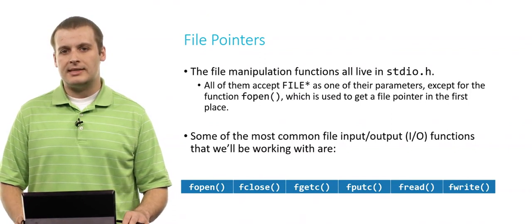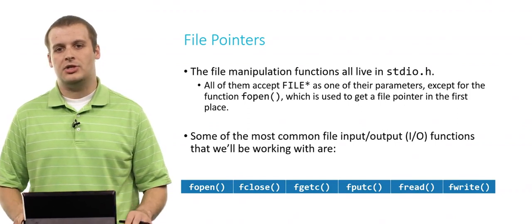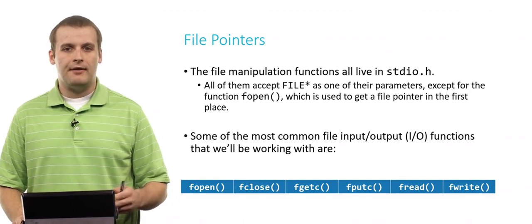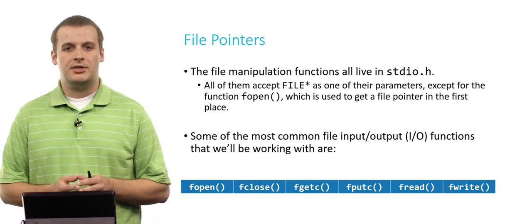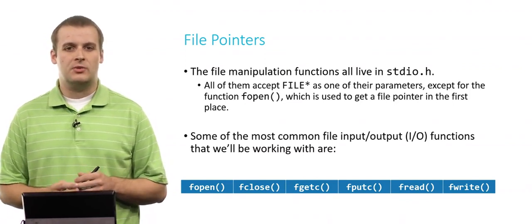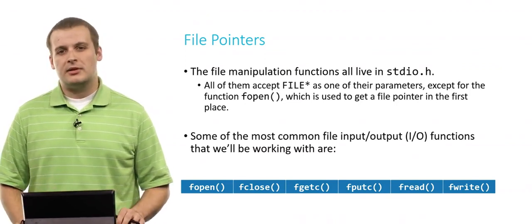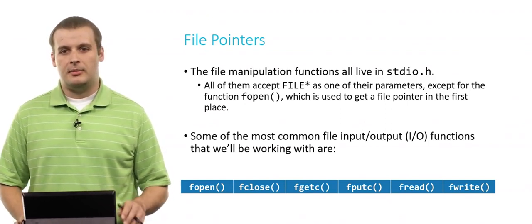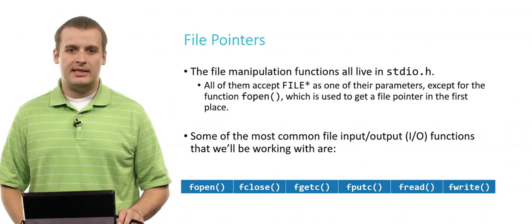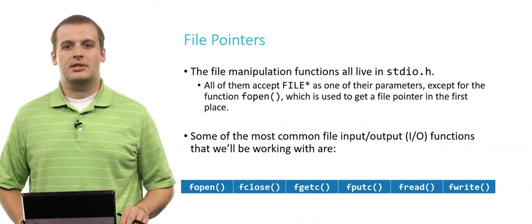Now, every single file I/O function accepts as one of its parameters or inputs a file pointer, except for one, fopen, which is what you use to get a file pointer in the first place. But after you've opened a file and you get file pointers, you can then pass them as arguments to the various functions we're going to talk about today, as well as many others, so that you can work with files. So there are 6 pretty common basic ones that we're going to talk about today. Fopen and its companion function fclose, fgetc and its companion function fputc, and fread and its companion function fwrite.